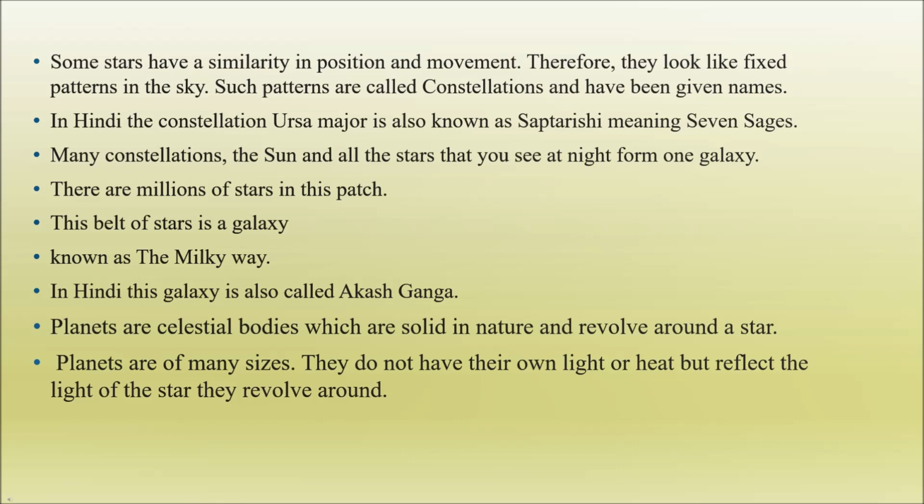Planets are the celestial bodies which are solid in nature and they revolve around a star. Planets are of many different sizes. They don't have their own light or heat. They reflect the light of the star they revolve around.